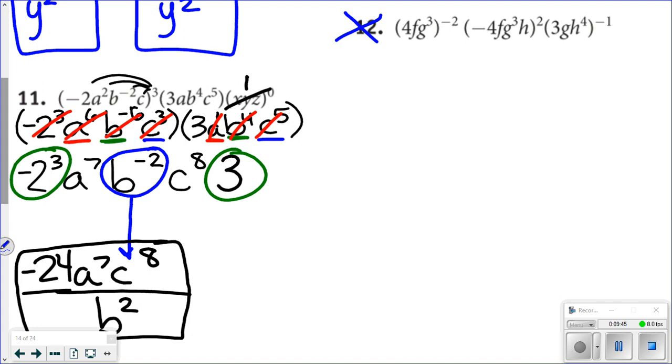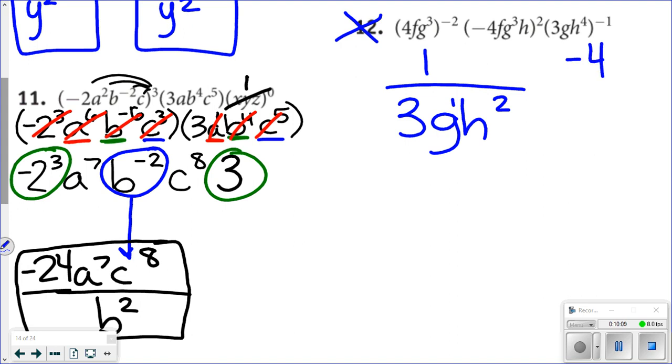But for those of you that are curious, here's the answer: 1 over 3 g h squared. And some of you might have put a 1 here. And why is it 1 over 3? Because in the numerator you had -4 squared, and in the denominator you had 4 squared. And these two things are 16 over 16, and they cancel. So that's why we're just left with 1/3 g to the first power h squared.